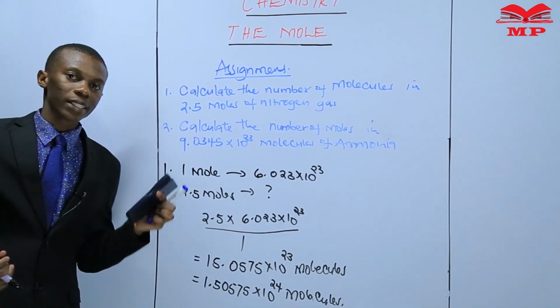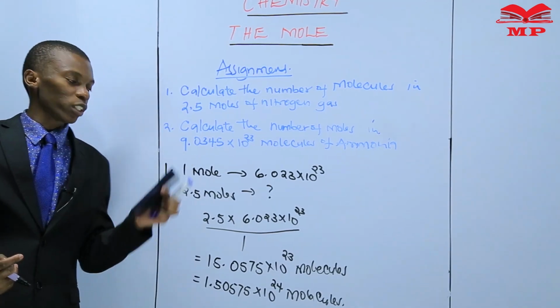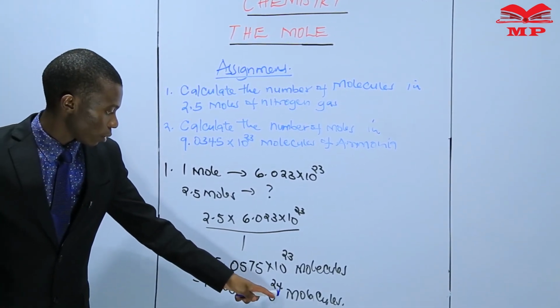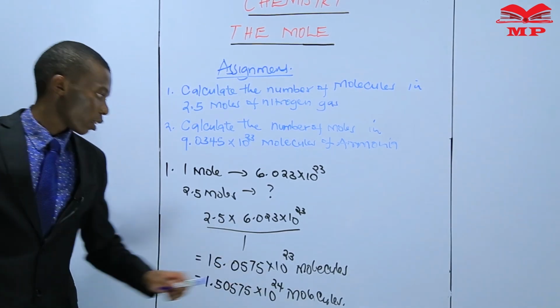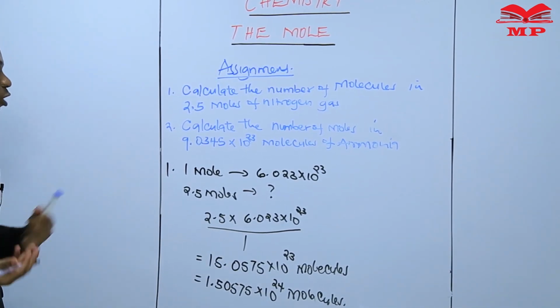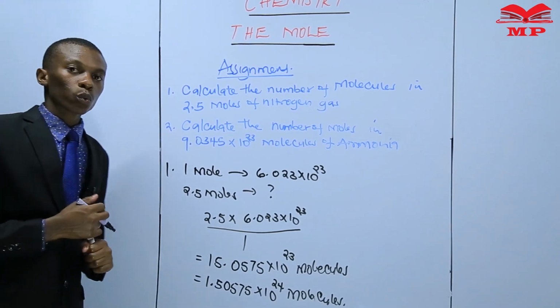1.50575 times 10 raised to power 24 molecules. It is the same thing, only that this one is raised to power 24, that one is raised to power 23. That is how you're supposed to go about question number one.